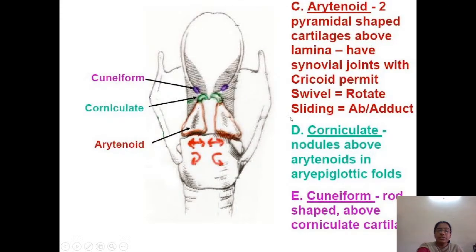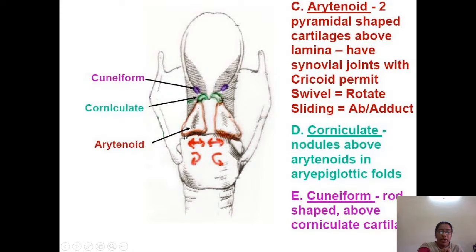This is a posterior view of the larynx. You can see the two cuneiforms, the two corniculate cartilages, and the two arytenoid cartilages. When you see the arytenoid cartilages, they are pyramidal in shape.